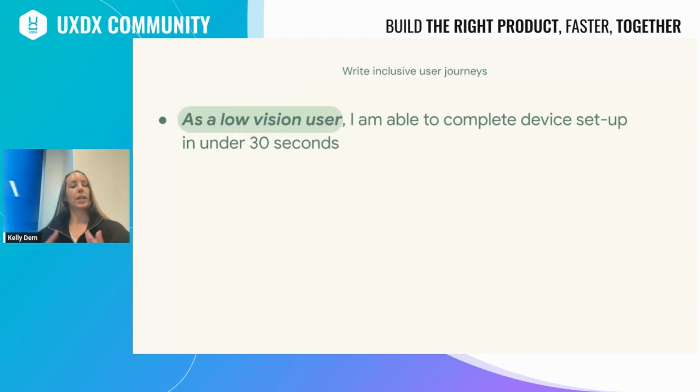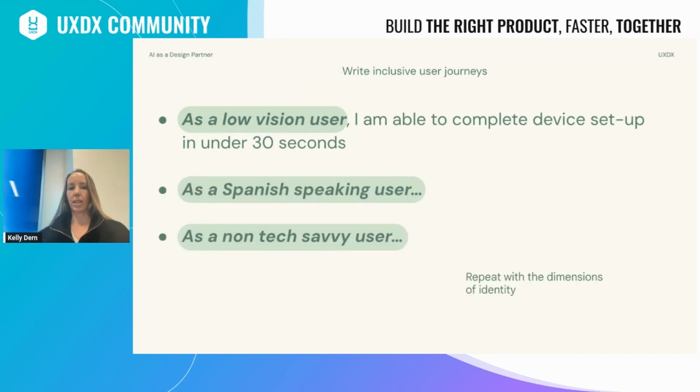And if we're going to break down user journeys even more, as a low vision user, I'm able to complete device setup in under 30 seconds. And if I'm rewriting this using the dimensions of identity, I could do something like, as a Spanish-speaking user, or as a non-tech-savvy user, and I can repeat that with all of the other dimensions of identity. As you see, if you're doing this for all of the dimensions and then intersectionality, it can be a huge long list and a very manual process, and you still might miss some of these different dimensions.